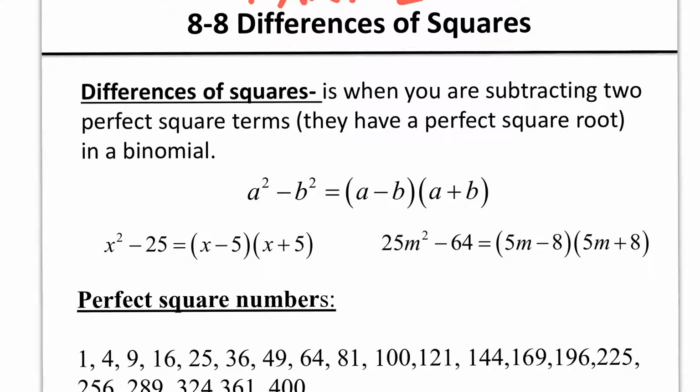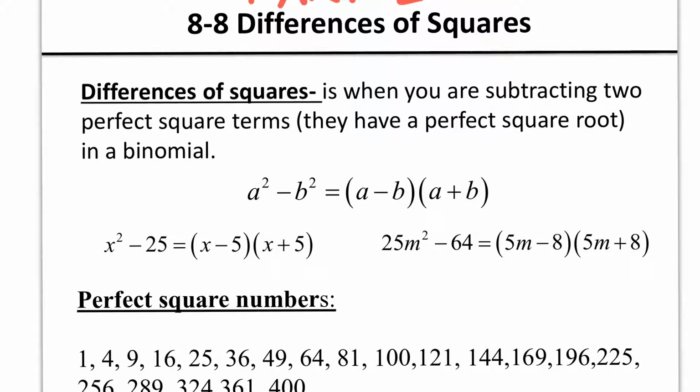So first of all, let's go back and review what a difference of squares is, and I'll give you some examples here. A difference of squares is when you are subtracting two perfect square terms. They actually have a perfect square root in a binomial. The key words are that you are subtracting and they are perfect squares. So the examples you see here, x squared minus 25 is a difference of squares, and 25m squared minus 64 is also a difference of squares.